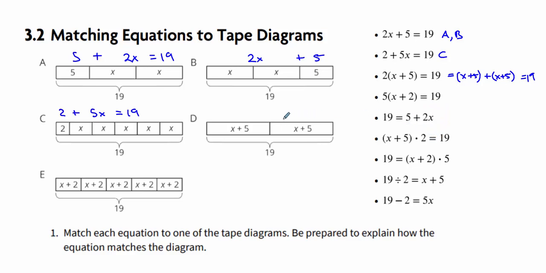Okay. So let's look at this one. Let's look at D. We have an x plus 5, and an x plus 5 is equal to 19. So we have 2 x plus 5s. So let's see if we have any of those. 2x plus 5 is equal to 19. That's what we have here, right? X plus 5 plus x plus 5 is equal to 19. So this one matches with D.